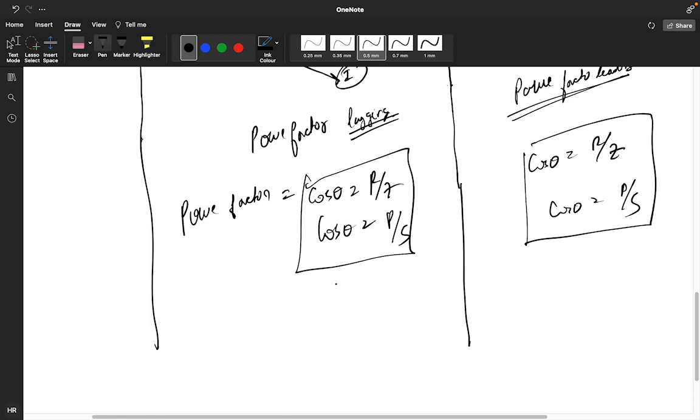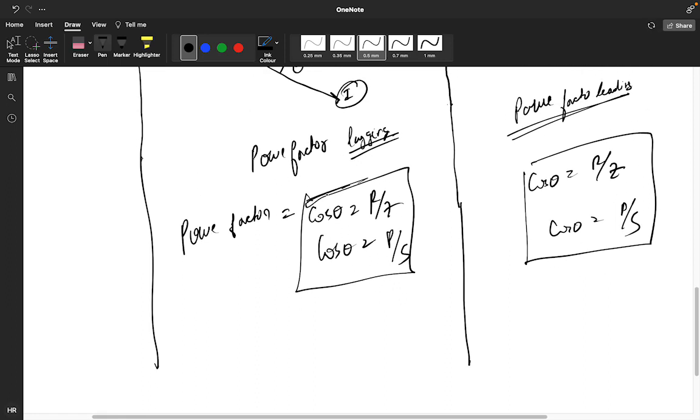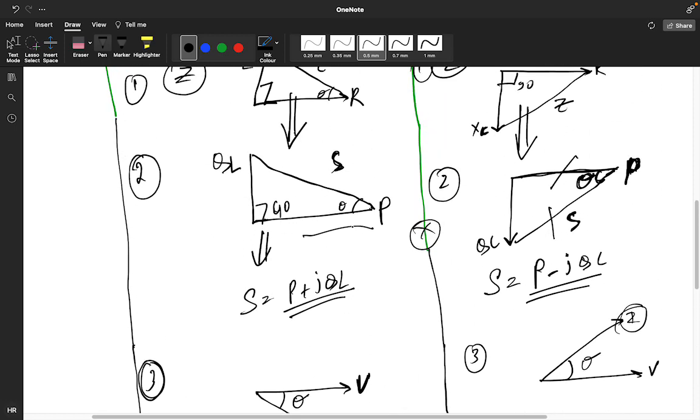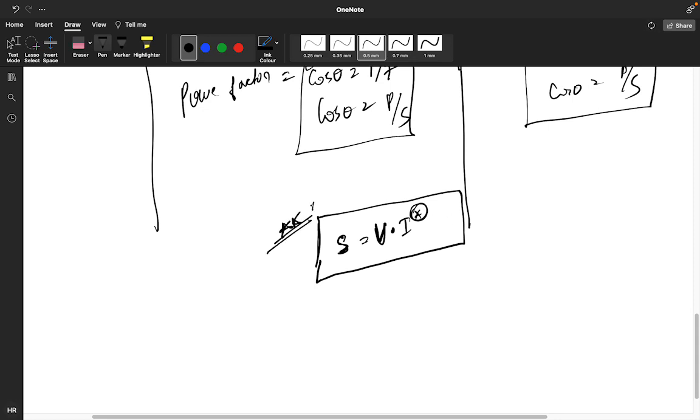Here for a lagging load, yeah. And one important thing, just remember this formula: S is equal to V into I conjugate. Okay, this is very much important. So you have to apply this for finding the apparent power.